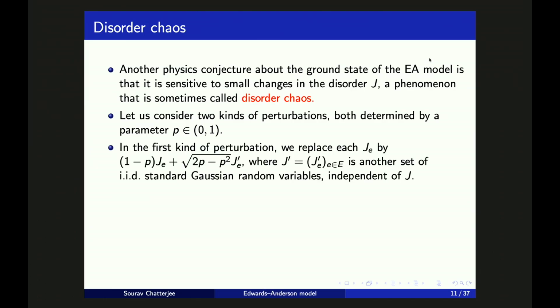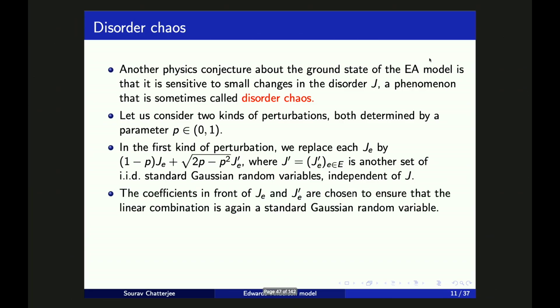In the first kind of perturbation, we replace each coupling by a small perturbation of the coupling by adding an independent Gaussian, where the coefficients are chosen so that the sum of squares is 1, so that you again get a standard Gaussian. It's not important, because the ground state doesn't depend on what factor you're multiplying by. If you multiply the whole energy by some constant factor, the ground state remains unchanged. But anyway, just for convenience, I'm taking the coefficients so that the squares sum up to 1. And if p is small, it's just a little perturbation of each coupling, J_e.